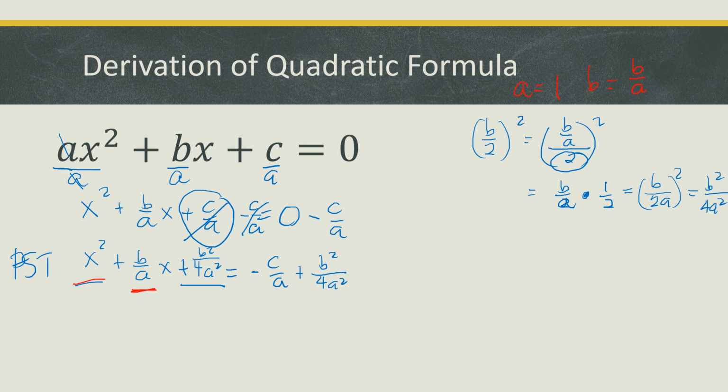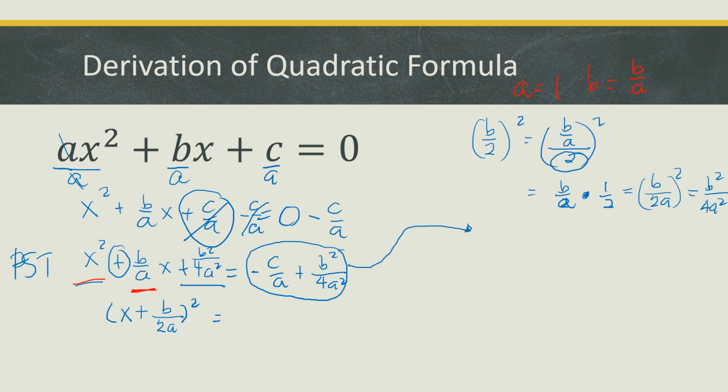Now, we can have our square of a binomial. Square the first term, x squared, which is x, and square the last term, b squared over 4a squared, that is b over 2a. And since the middle term is positive, we will use positive. Now, let us proceed with this one. Let us simplify.